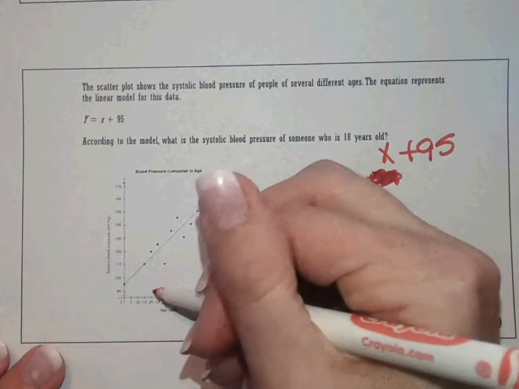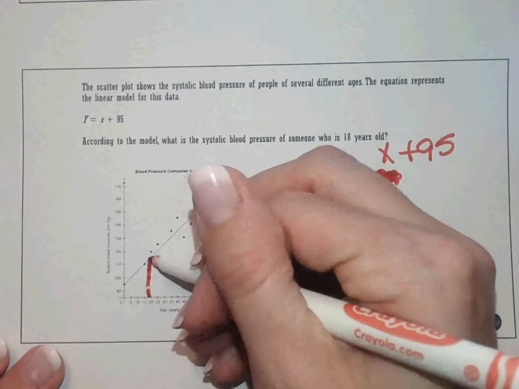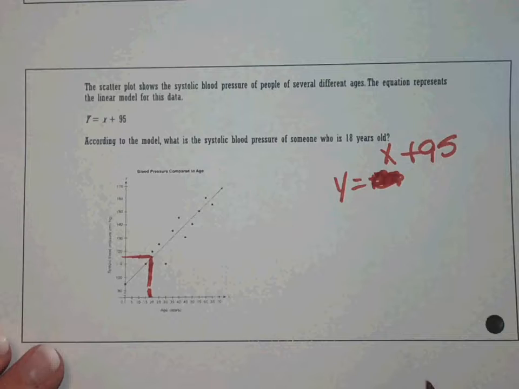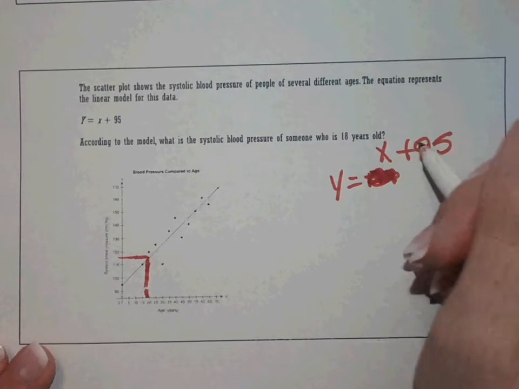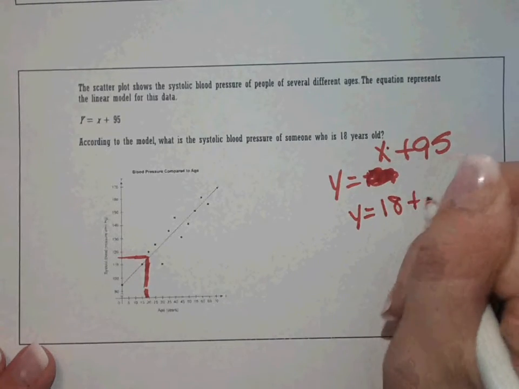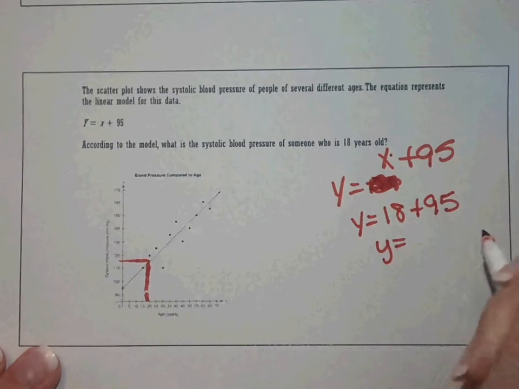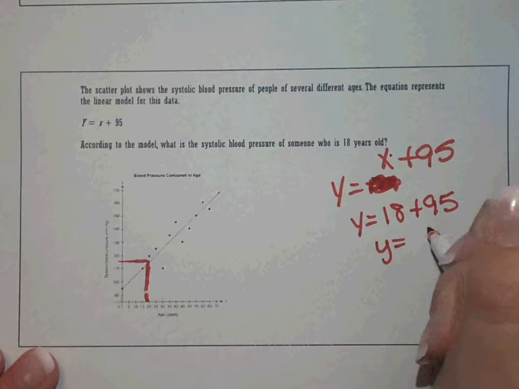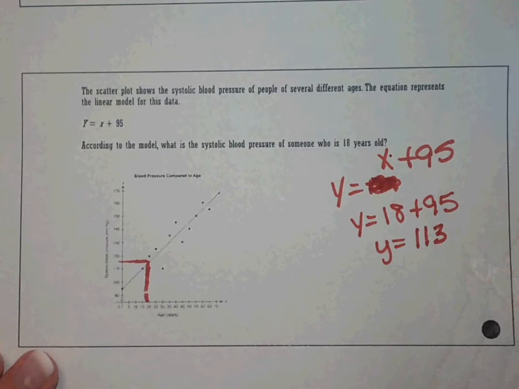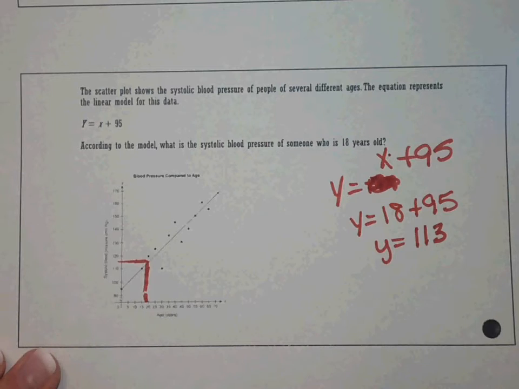If we look at our graph, we can come over here and do 18 and go up, and it's about 115, but I can find out just by plugging in 18. So then I'm going to add 18 and 95. If I add 5, it would make 100, and there's 13 left, so it would be 113. So this one, the answer would be 113.